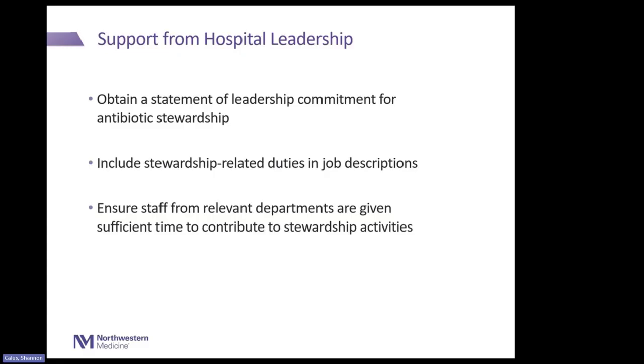And then ensuring staff from relevant departments are given sufficient time to contribute to stewardship activities. So that kind of ties back into the previous bullet point. But for those from other disciplines, such as the microbiology lab or infection prevention, or a hospitalist that's part of your multidisciplinary committee, it's important that they also have time to commit to attending the meetings and also helping ad hoc to your initiatives.